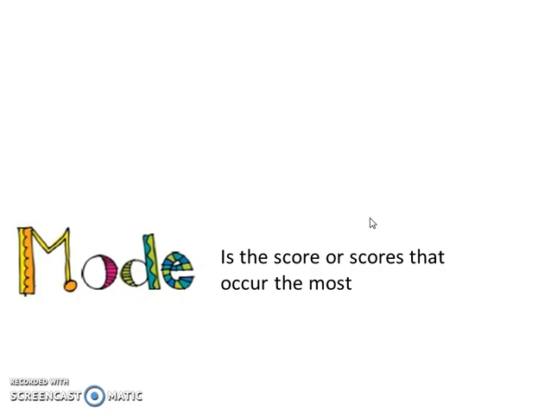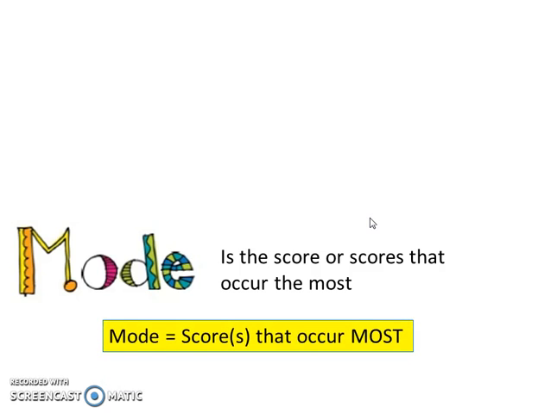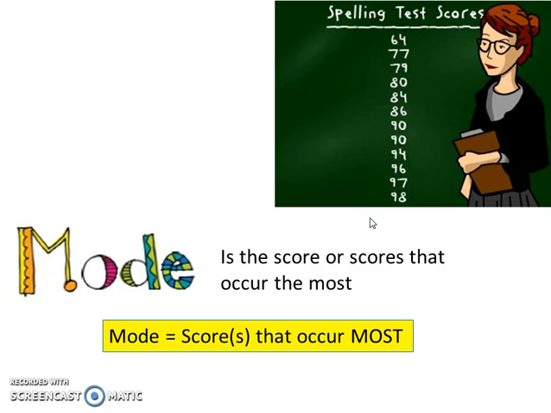The mode, now this is the most frequent score, and it can be more than one score. So in a list of numbers, there could be more than one mode. For this example, when you look through, you see are there any numbers that are repeated, and if so, the one that's repeated the most. Here it's 90 because it's there twice. If there was another score that was also there twice, you have to write both scores down.